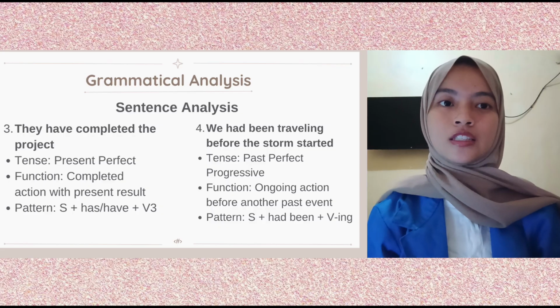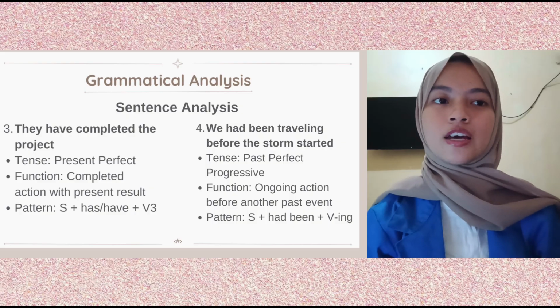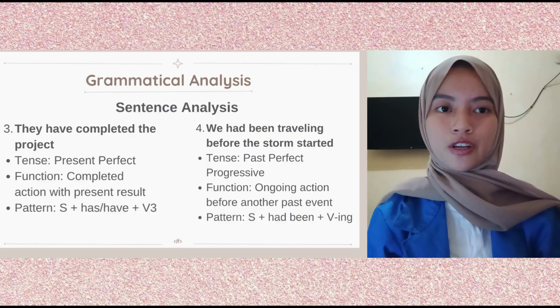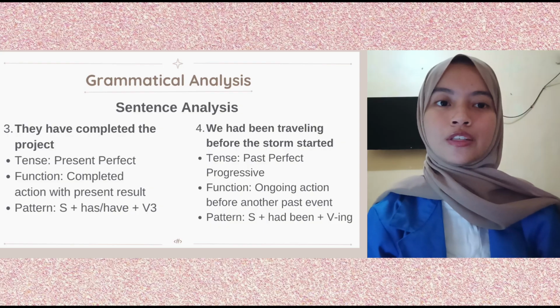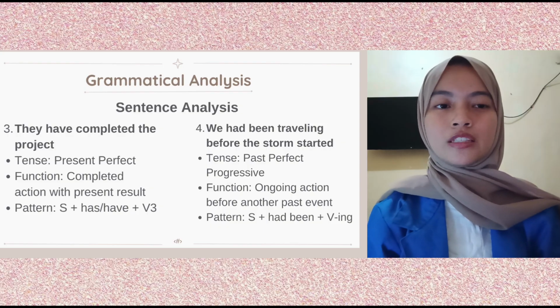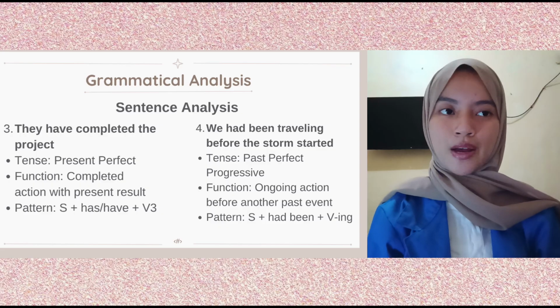The third sentence, they have completed the project, uses the present perfect tense. This tense describes a completed action that still has a result in the present. The fourth sentence, we had been traveling before the storm started, uses the past perfect progressive tense. It explains an ongoing action that happened before another event in the past.